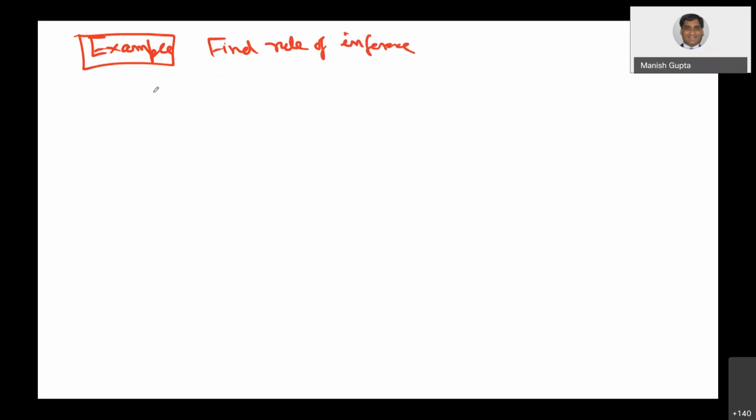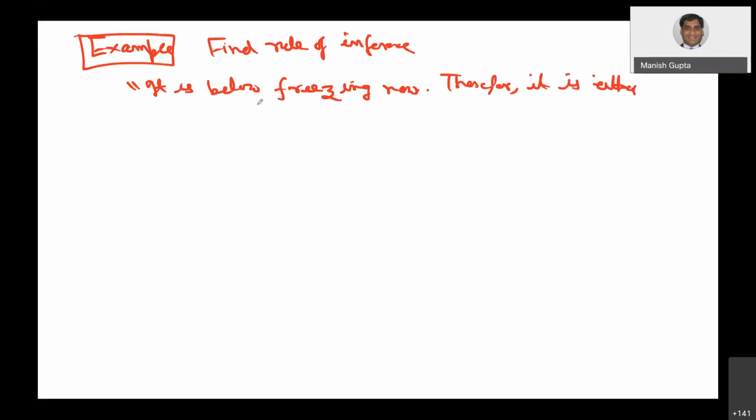Right. So the argument is: it is below freezing now. Therefore, it is either below freezing or raining now. Right. So this is the statement. I have to find the rule of inference.